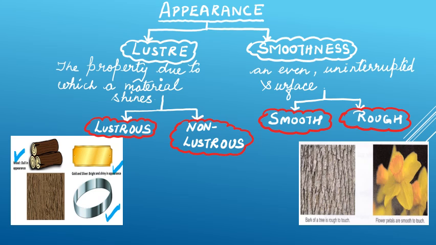Now let's move on to the next property, which is smoothness. For this, you can imagine that you are touching the petals of a flower. How will you feel? They are smooth. And let's imagine that you are touching the bark of a tree. How will you feel? Rough. Thus, we can say that there are some substances whose surfaces are rough to touch, whereas there are some materials which are smooth to touch.